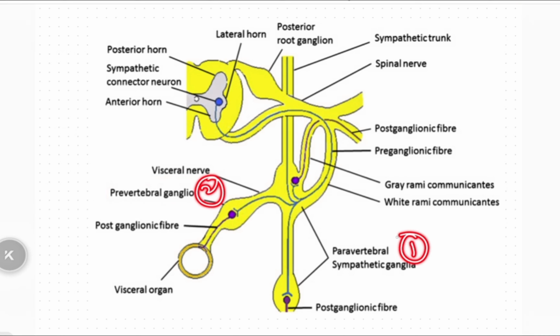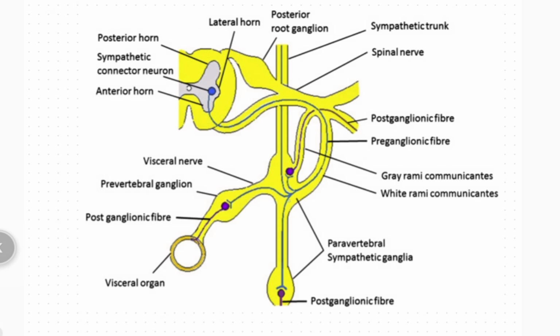Okay, this is the second type of ganglia. First one is chain or paravertebral ganglia. Second one is prevertebral ganglia. And what do we call these nerves, which do not follow the gray rami communicants, which live on their own path? We call these nerves visceral nerves or splanchnic nerves. Okay, we'll be encountering this splanchnic term in many cases of the sympathetic nervous system.